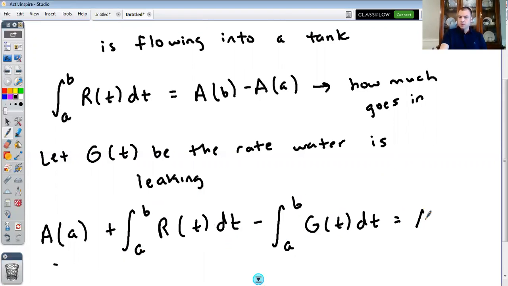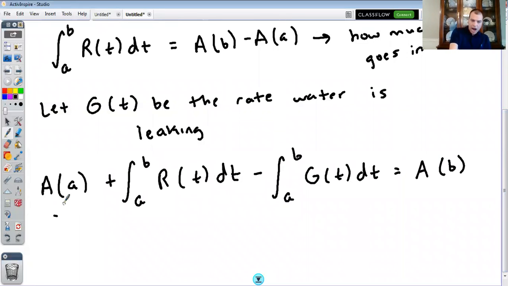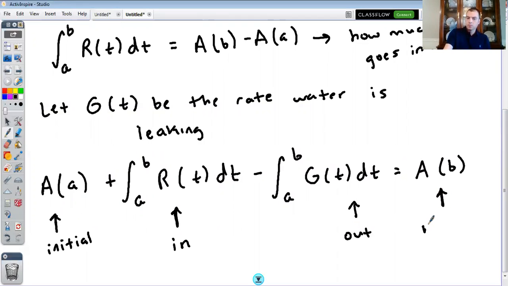This would give me the amount of water at time B, because this represents how much we begin with at the start, so this is initial, plus the amount that goes in, minus the amount that goes out, to give me the new amount.